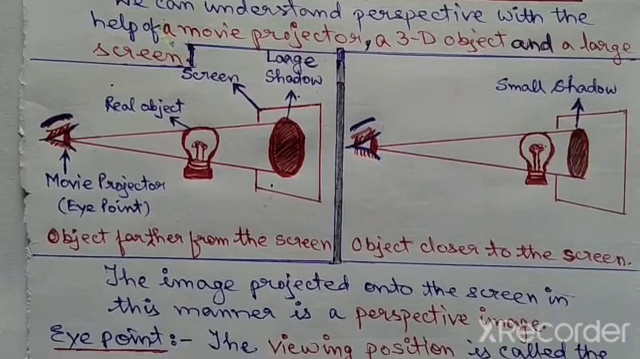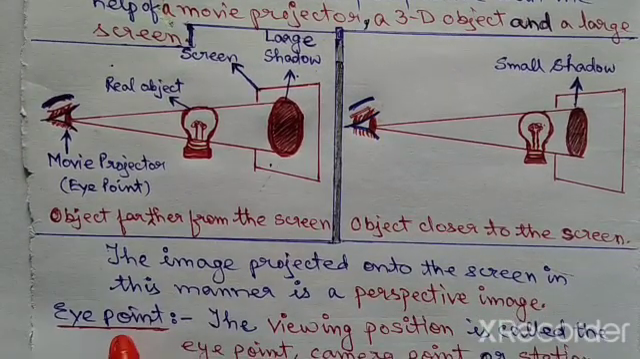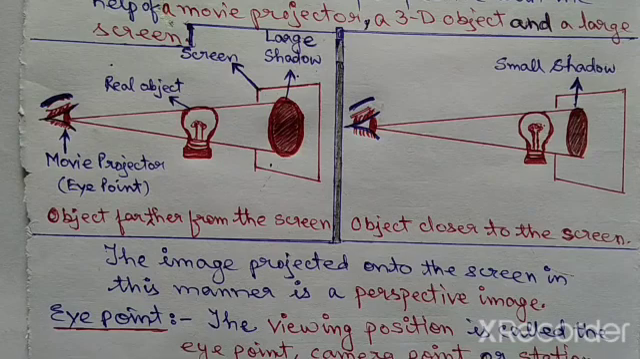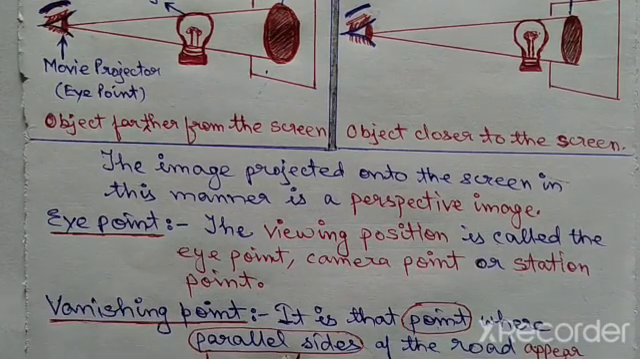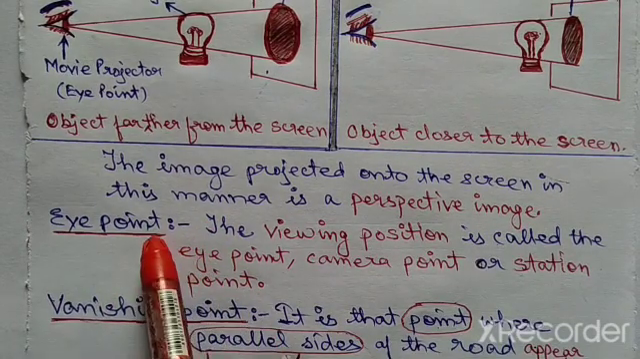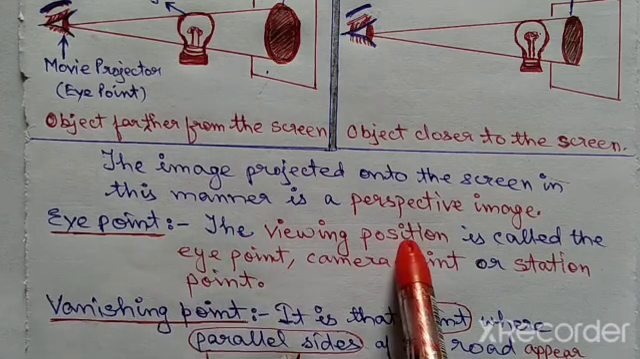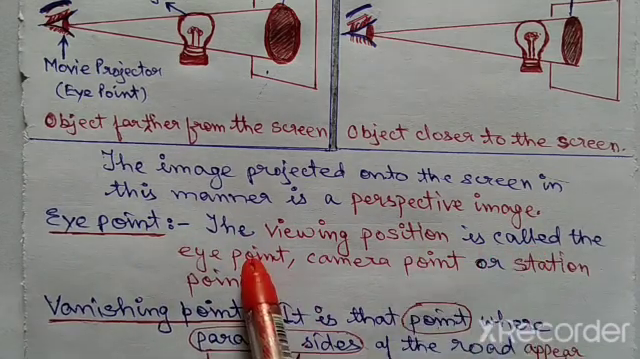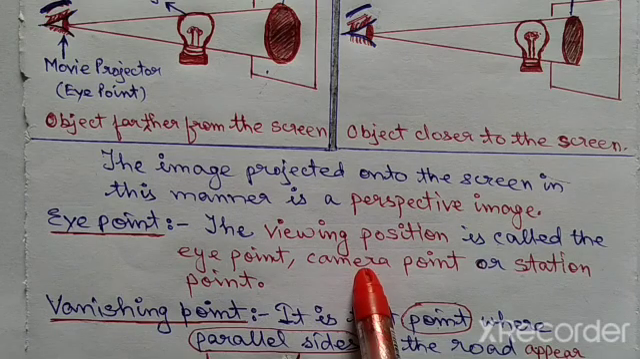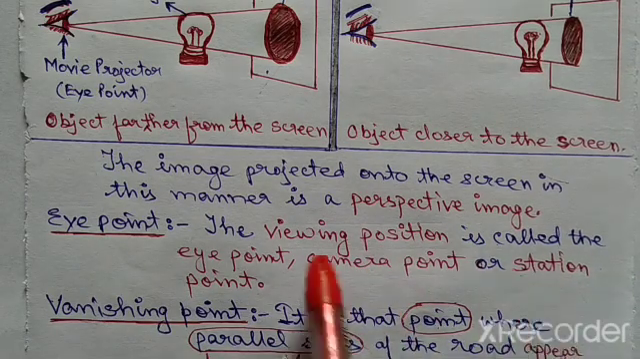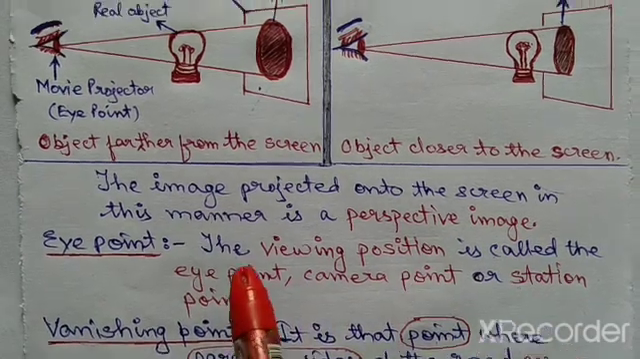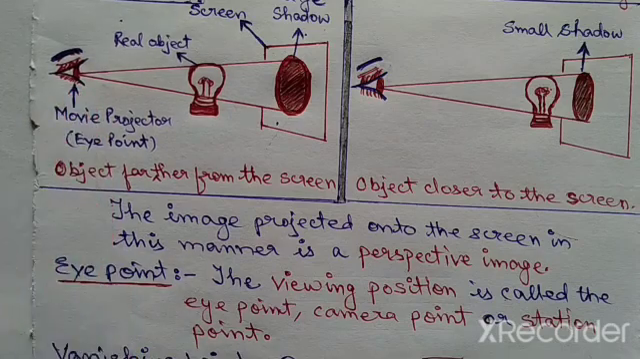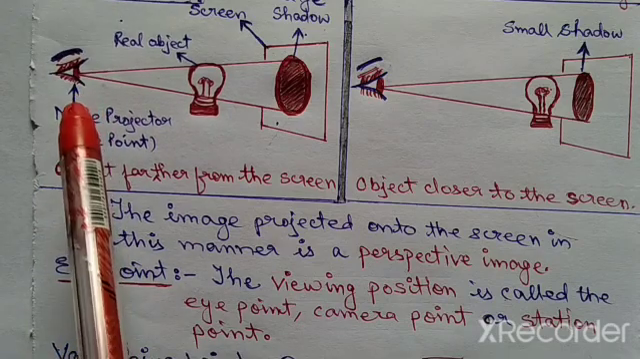Okay children? Now next topic children, eye point. There are some terms which you have to know in case of perspective view. The first term is eye point. So what is the meaning of eye point children? The viewing position is called the eye point, camera point or station point. Try to understand. The viewing position is called the eye point, camera point, or station point. Like in the diagram, this is our eye point, or you can say camera point or station point.